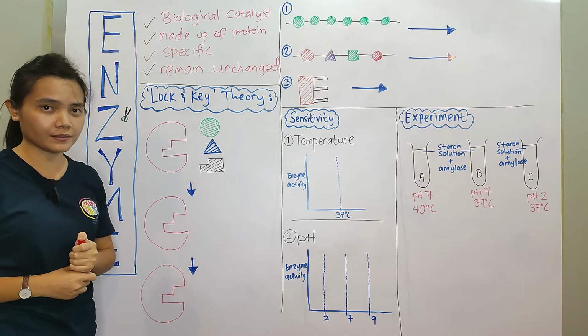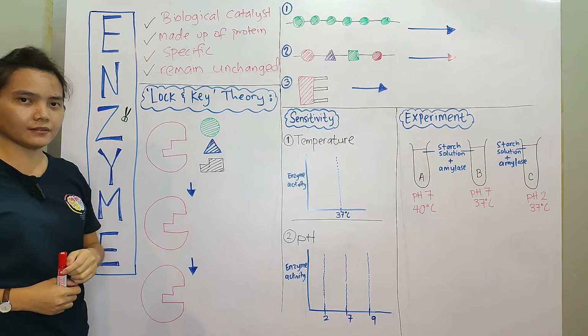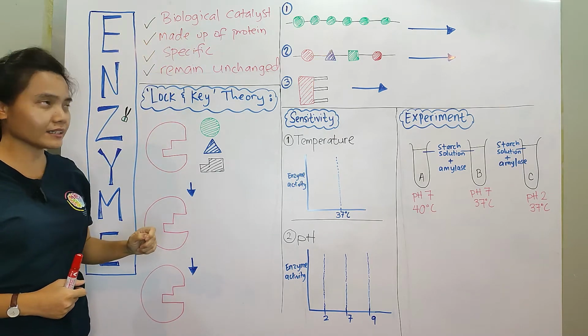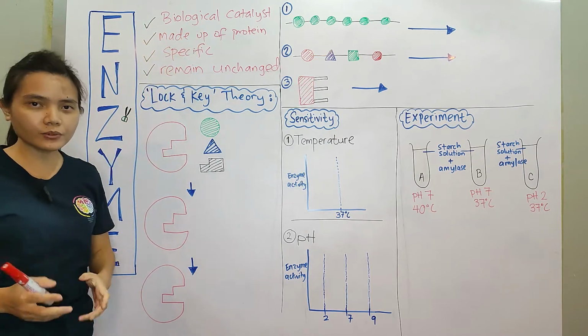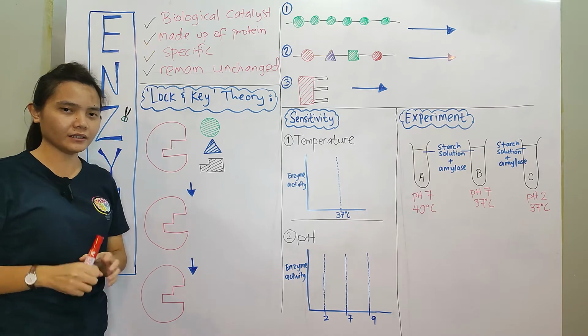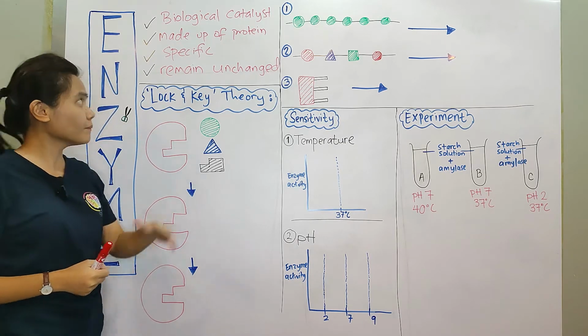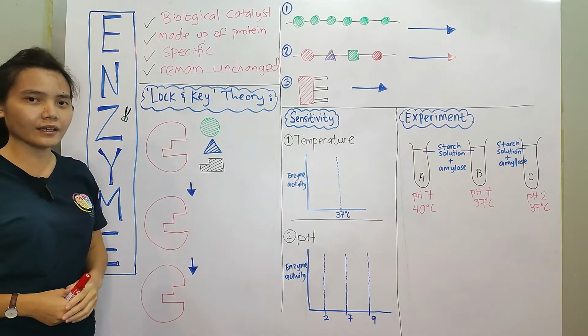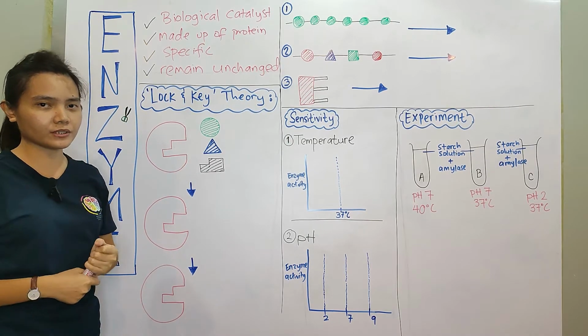So what should you answer? Just take 2 points, okay? Just take 2 points. You can say enzyme is a biological catalyst and it is made up of protein. You have 2 marks. If the question asks for 3, give 3. If 4, then give 4. Okay? But usually it's a 2 marks question.